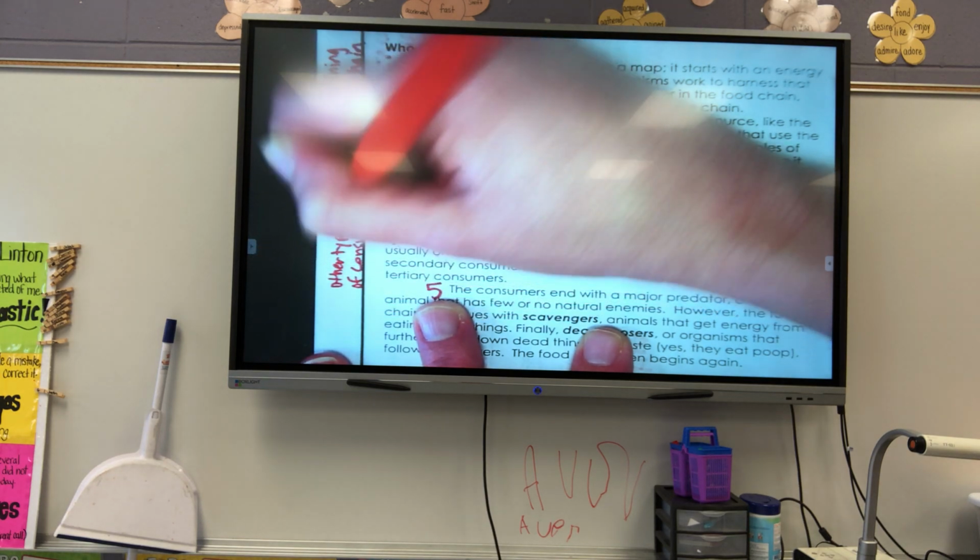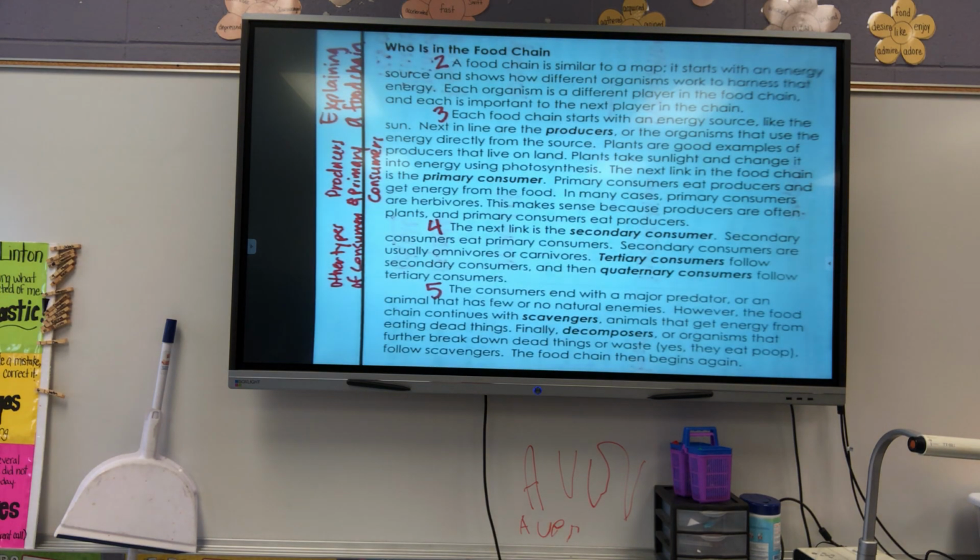Going down the line. This one's first. First you get the producer. Then you got whatever's eating the producer. That's your primary. And whatever's eating the primary is the secondary. And whatever's eating the secondary is the tertiary, and then the fourth one is the quaternary. So it kind of goes in order.